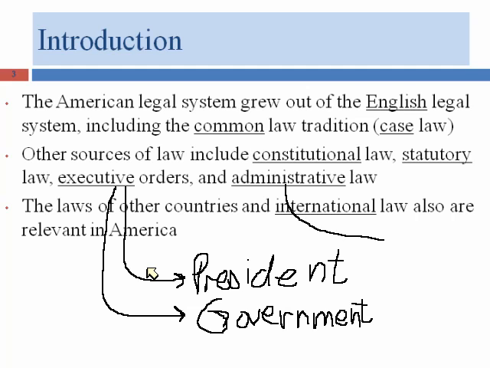Then we have administrative law. Another term for this is regulatory law, regulations. These are going to seem like statutes in many senses. They have many things in common with statutes, but we'll talk about some distinctions that they have.